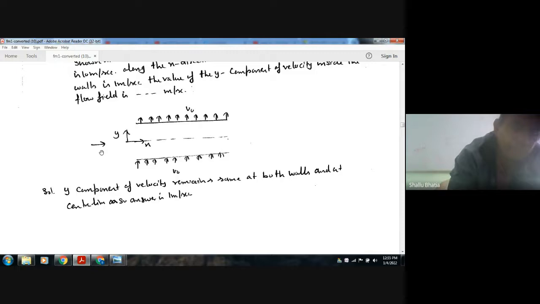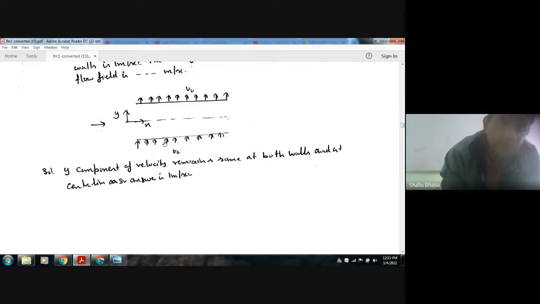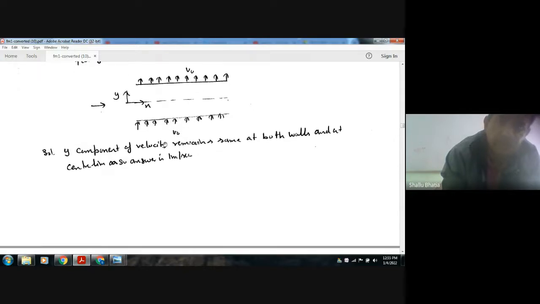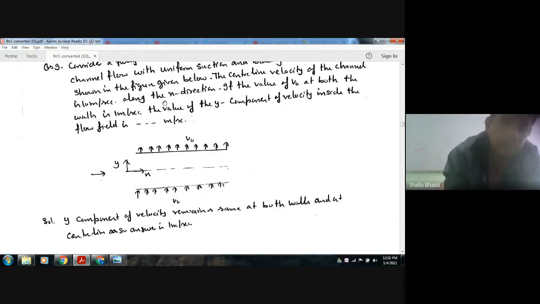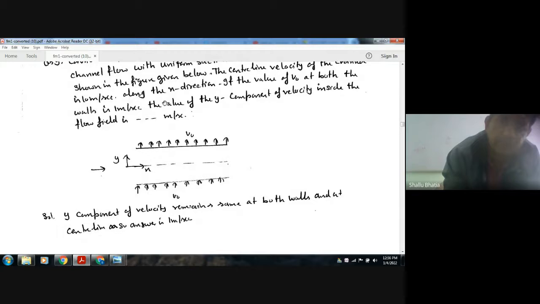Here we can see that the inlet velocity and exit velocity are the same, so it is not affected by the velocity in that direction. So the y component of velocity is the same at both walls and at the central line. So it is V naught, 1 meter per second. So that is the answer.